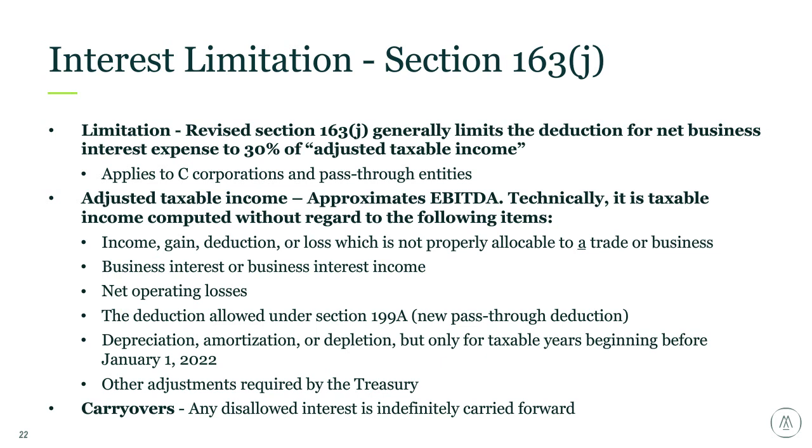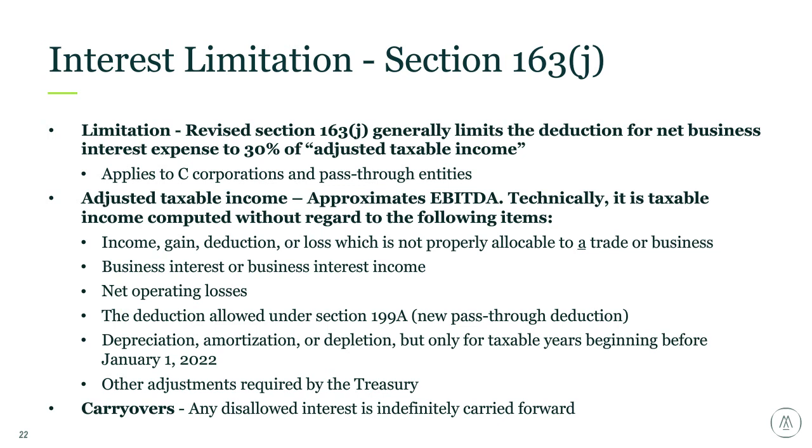It applies to C corporations and pass-throughs, so it's not entity-type specific, and it's applied based on what is called adjusted taxable income, which, as indicated up here, approximates earnings before interest, taxes, depreciation, and amortization. Basically, it's adjusted here for certain items of income, or business interest income, if interest income is part of the trade or business income. NOLs are factored into this. The deduction for 199A is not included in this for pass-through entities. And any depreciation or amortization that occurs before January of 2022 and other adjustments required by Treasury will have to wait for guidance on that, whenever that occurs, as necessary.